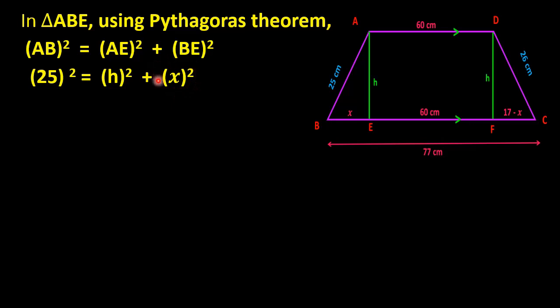Now we take this x square to the left hand side, then it will be minus. So that we can write h square equals 25 square, which is 25 into 25, that is 625, minus x square.